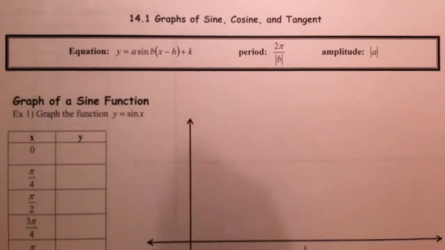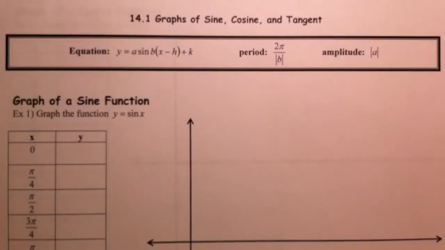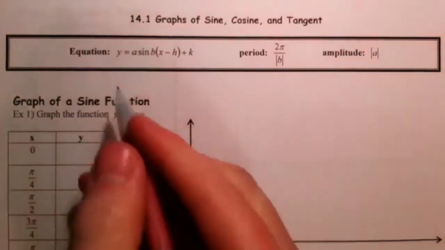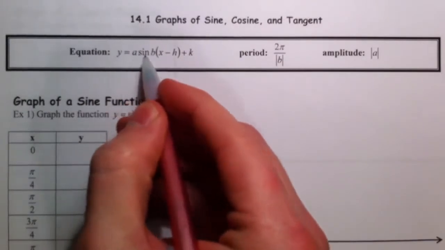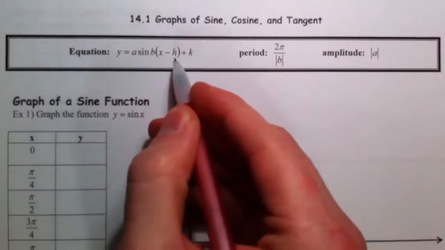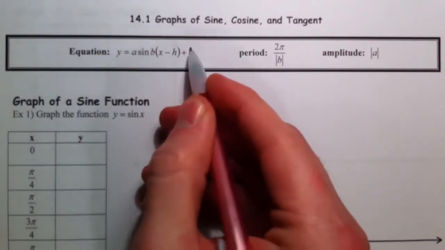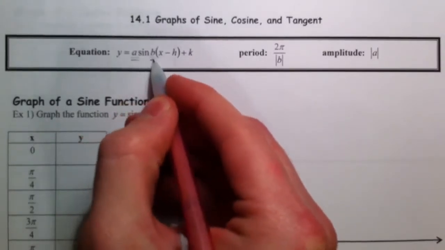Alright, so we're going to talk about the graphs of sine and cosine and tangent. We're going to look at these like you start off with any function. We're going to plot points. The general equation, you can have a number in front, a number in front of the x part, a number that shifts it left and right, and a number that shifts it up and down. Today we're going to focus primarily on the a and the b of it.